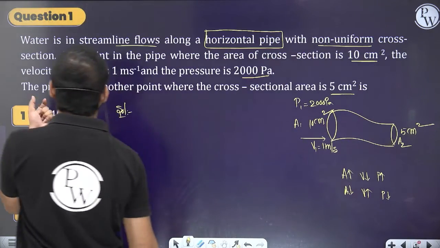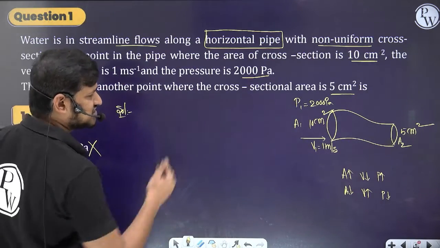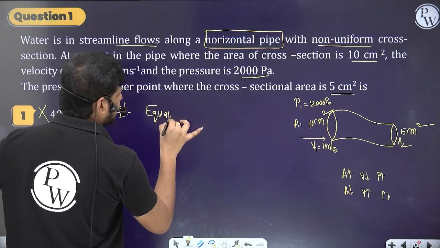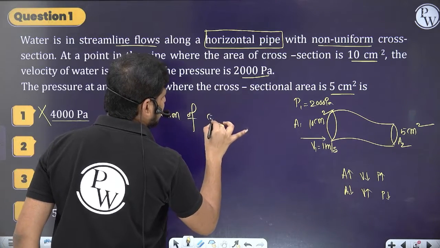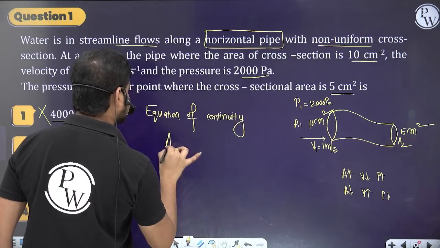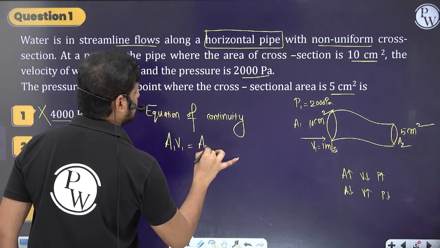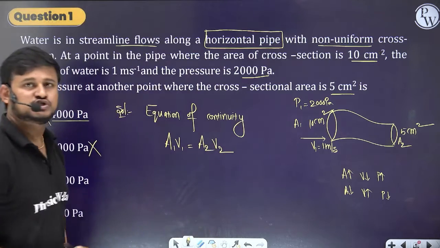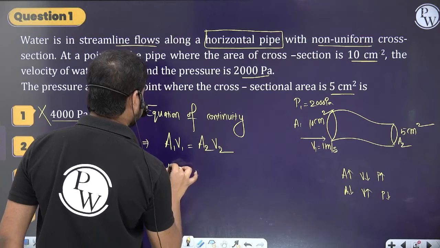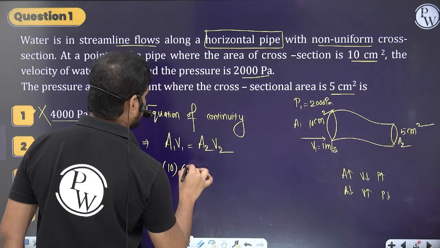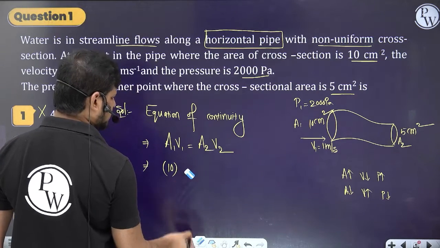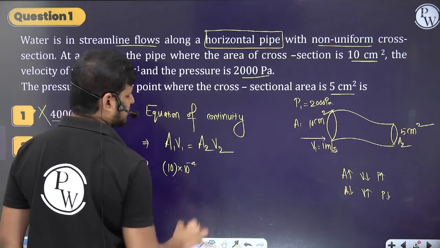Now, first let's apply the equation of continuity, where A1 V1 equals A2 V2. What is the cross-sectional area? This is 10 centimeter square. What is the velocity here? 1 meter per second. If you want, you can convert centimeter square to meter square, 10 to the power minus 4, your wish.